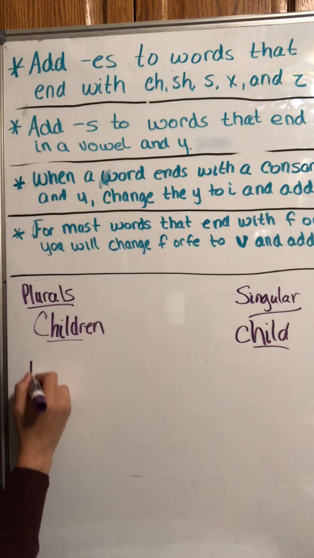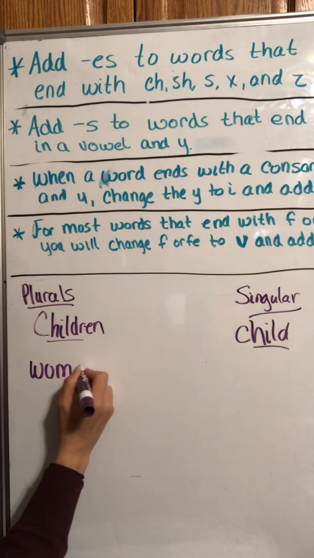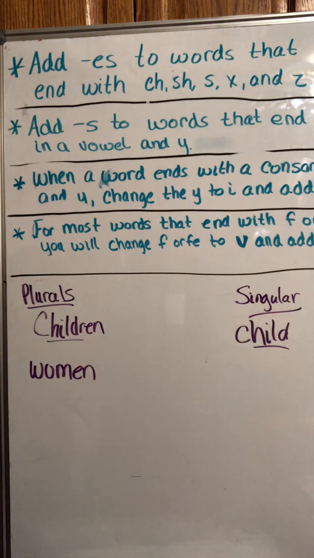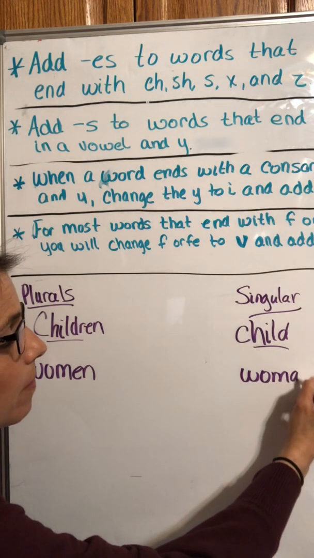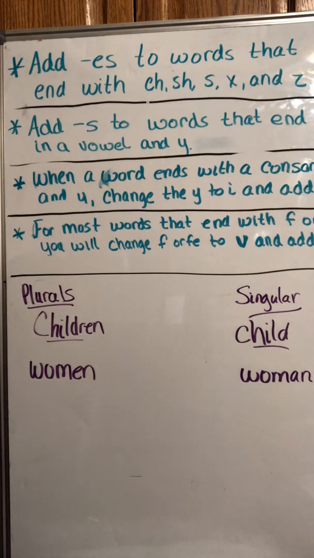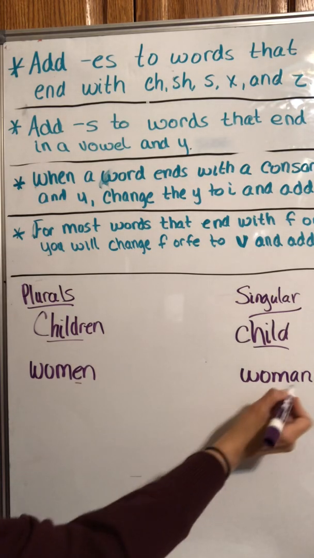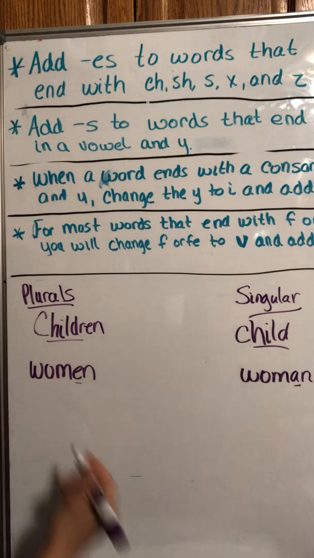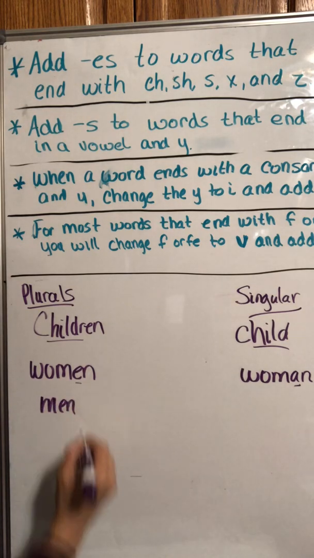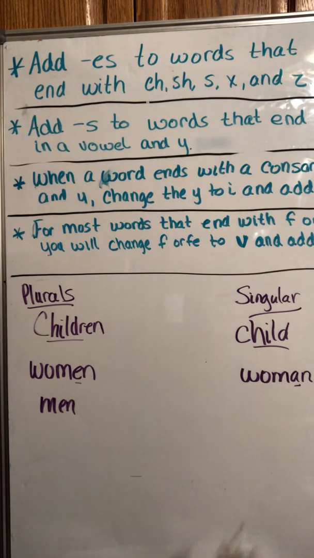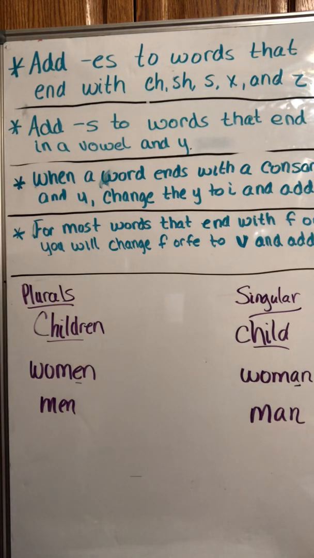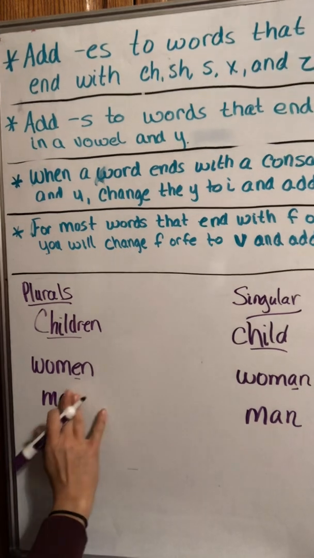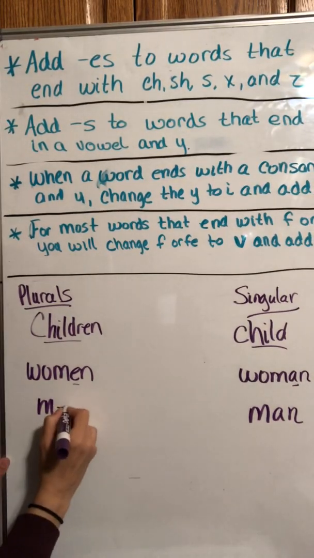How about woman? Yeah, that's the plural. If I'm only talking about one, we would say woman. Okay, woman. Look, we just changed the vowel and man to men. So what if I have men? What would be the singular of men? Yeah, it's going to be man. I know this man was, oops, this man was really hard to read.